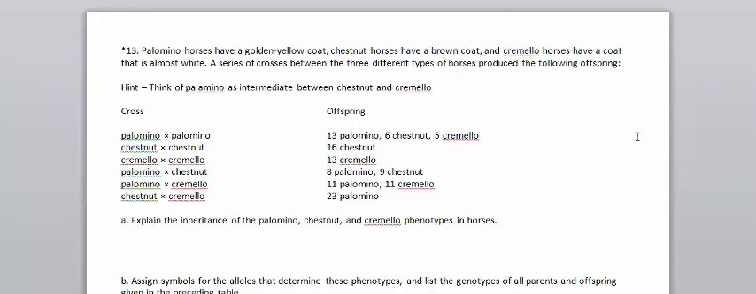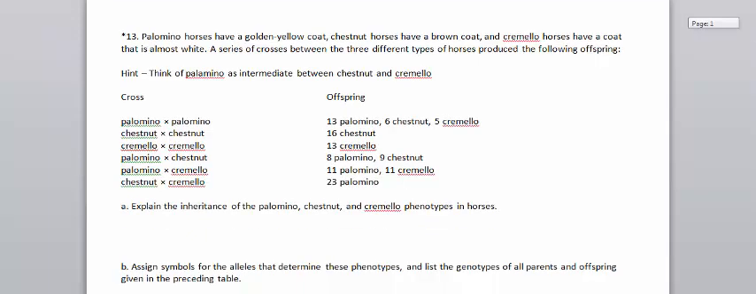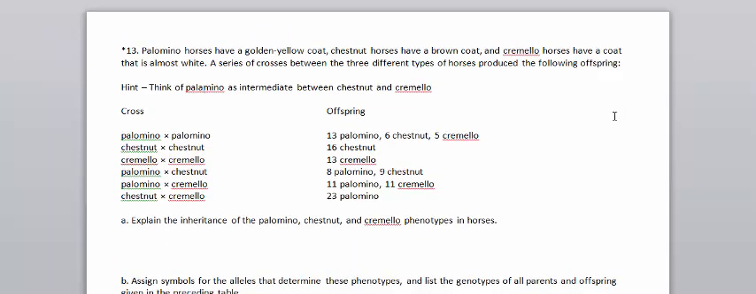Alright, so I thought I would go over some of these problems from Chapter 5. And for this little recording, we'll just do the ones that correspond to examples of problems involving one gene.